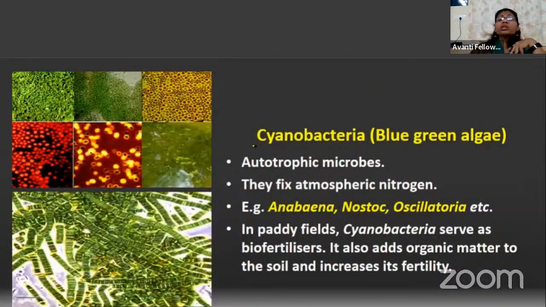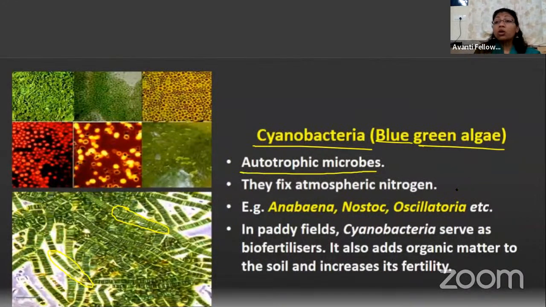Next, we are moving towards the cyanobacteria. In cyanobacteria, we have the blue-green algae. You can see the filamentous rod-like structures present in this picture. These are the cyanobacteria, that is, blue-green algae specifically. They are autotrophic microbes. Autotrophic means they make their own food, and they again help in the fixing of nitrogen.